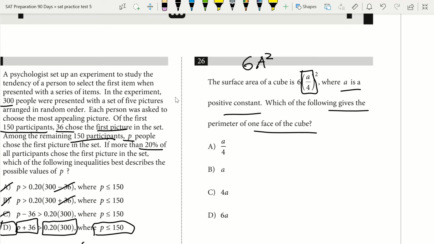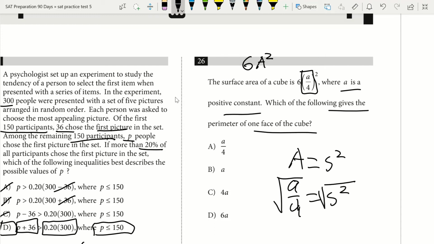I'll put that as capital A. My area is going to equal my side length times my side length. So if my area is a over 4, that's got to equal my side length squared. So solving for my side length is going to give me, or hang on a minute. Oh, my bad. Hang on, that's wrong.